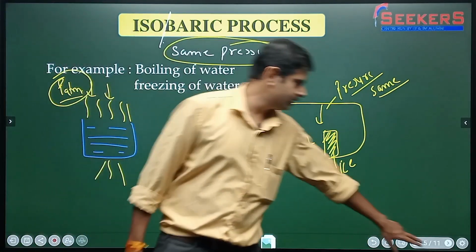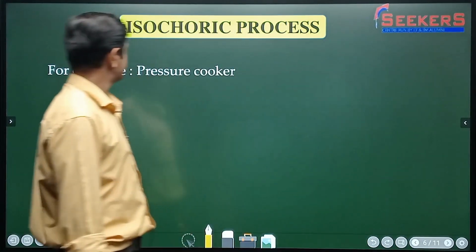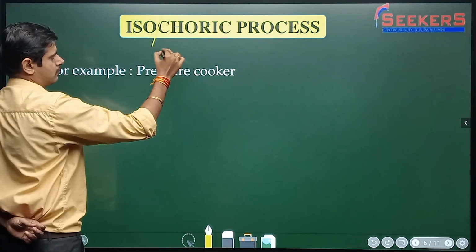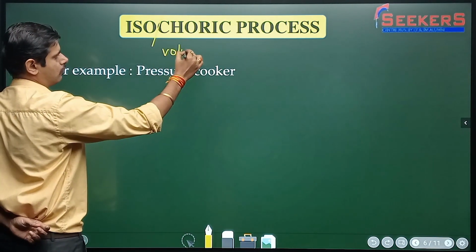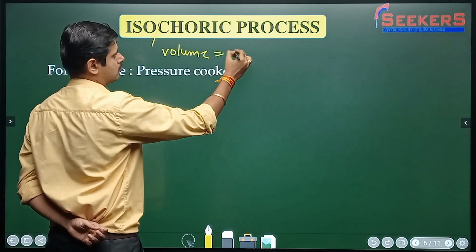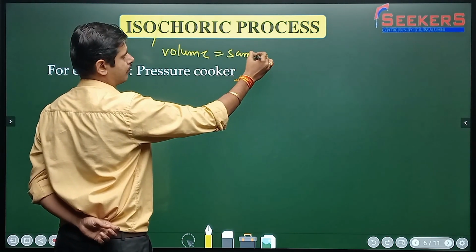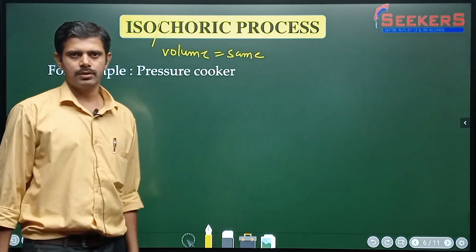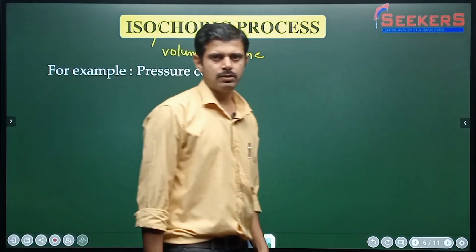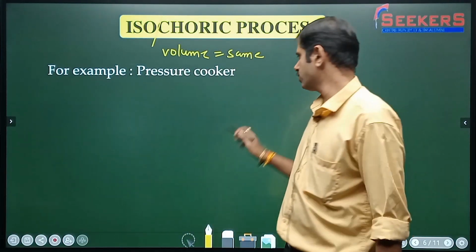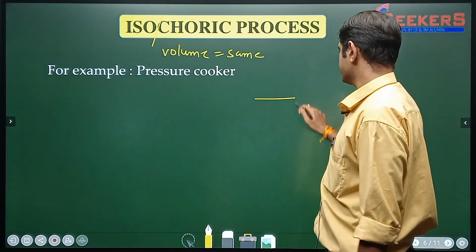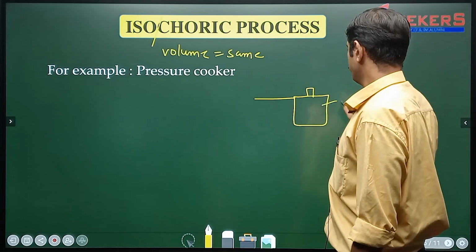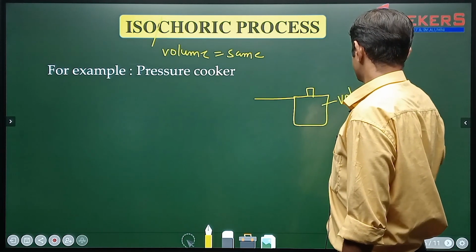Now what happens in the next case? The next thing is isochoric. Isochoric means same volume. Volume equals constant. The best example is the pressure cooker. We cook food in a pressure cooker. What happens in a pressure cooker? See, the pressure cooker size will always be the same. This volume will always remain constant.